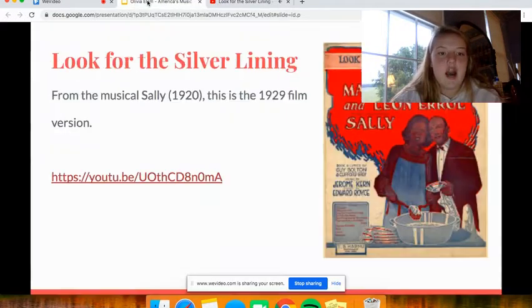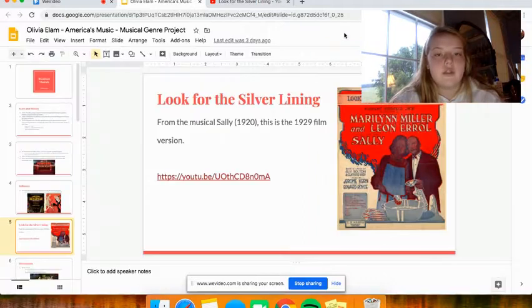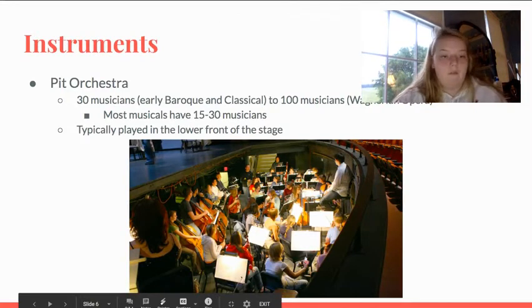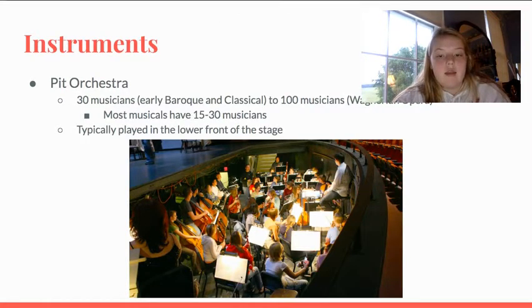So you can see how that kind of music is a lot different from music today. Instruments. In Broadway musicals, they have this thing called a pit orchestra, which, as you can see in the photo, is the lower front stage, and it's just kind of like basically carved out, and that's where the musicians play.